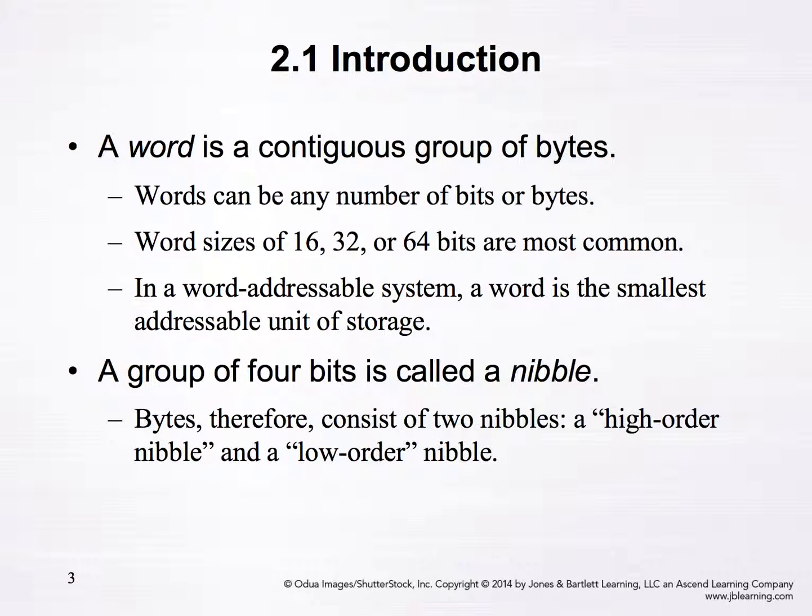Besides the byte, we also have a word. It's just a contiguous group of bytes. A word can be any number of bits or bytes. Basically, word sizes of 16, 32, or 64 bits are the most common ones. A word addressable system is one where the word is the smallest addressable unit of storage.